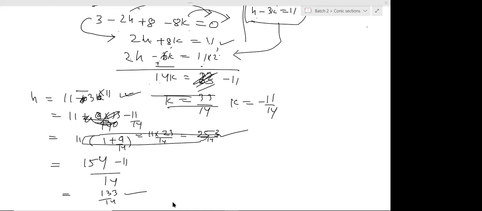Sure, one more dot. 11 by 14. It's 3k, right? So it will be 3 into minus 11 by 14. It will be minus 33 by 14, right? I forgot the 3 also, right? So many mistakes I am doing. Okay. Thank you, Atisha. Okay. Is this right now?